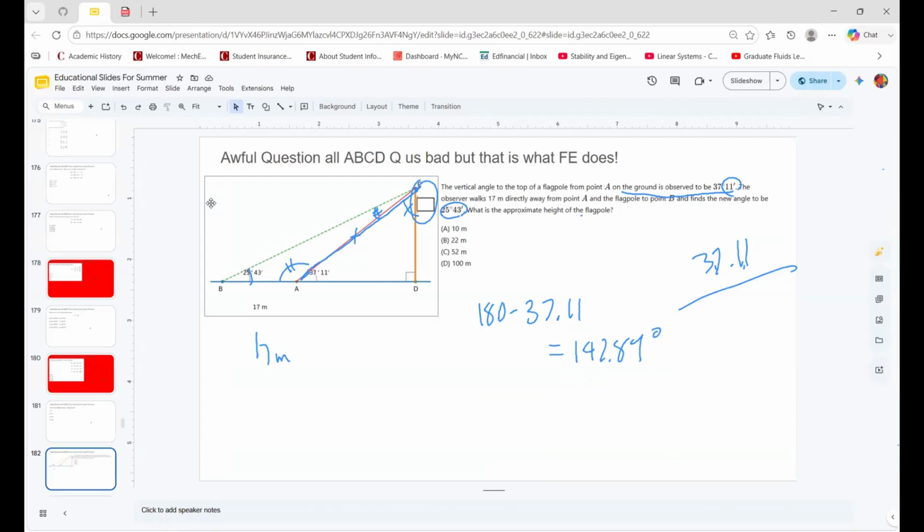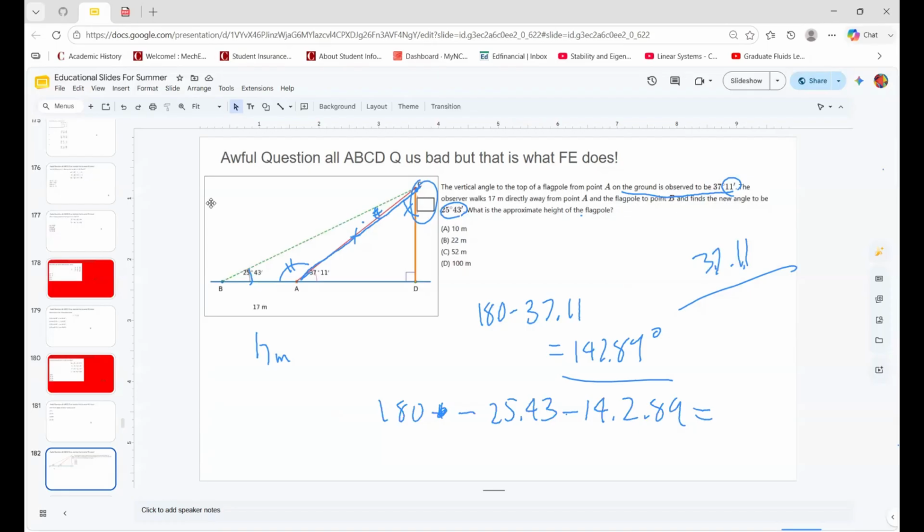Anyway, over here I have 17. I don't think that's right. Either way, I don't need that. We can just say this is a triangle. Actually, that's pretty helpful, because I can now do 180 minus 25.43 minus 142.89 to get this angle over here. Let me do that real quick. 180 minus 25.43 minus 142.89 equals 11.268. Yeah, that sounds about right.